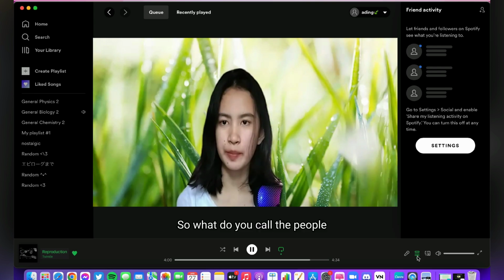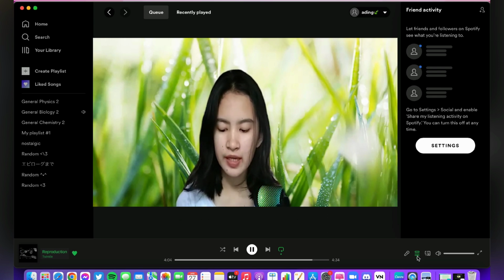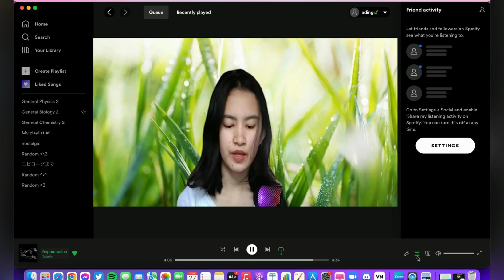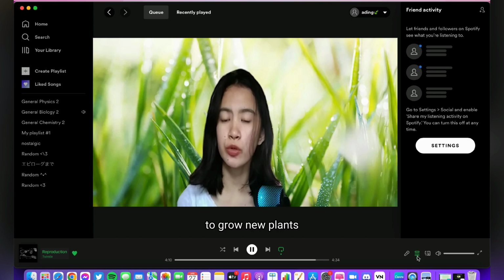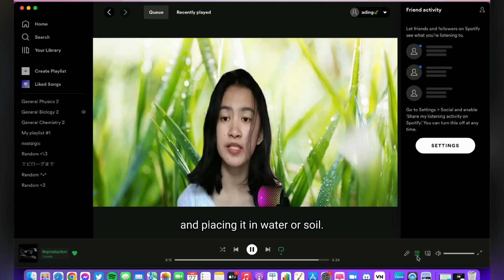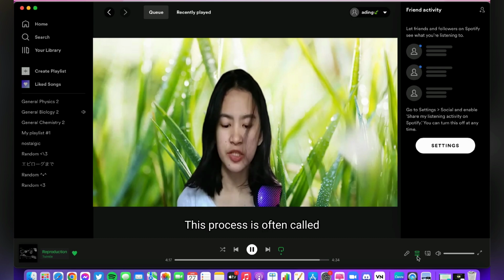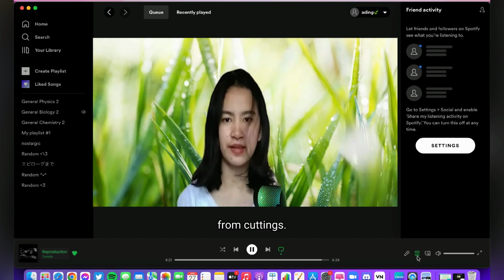So what do you call the people who study plants? They are called horticulturists. They often use asexual reproduction through fragmentation to grow new plants. They do this by cutting a leaf off a plant and placing it in water or soil. This process is often called propagating from cuttings.